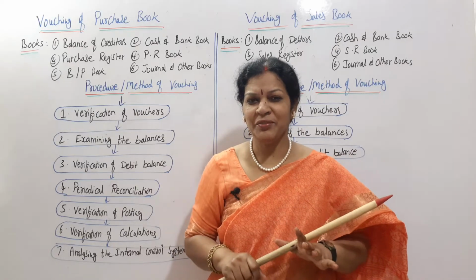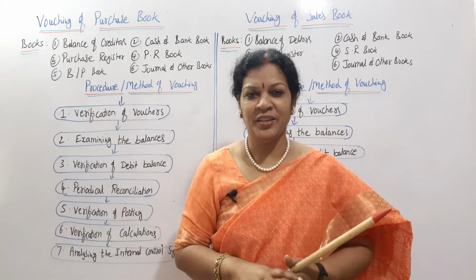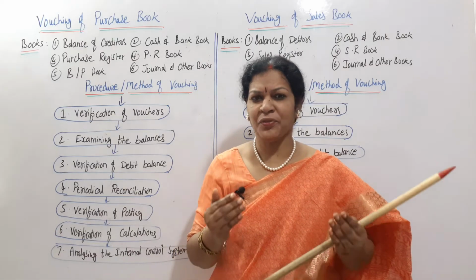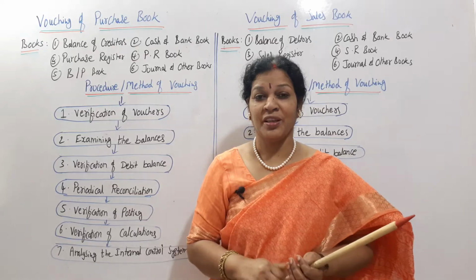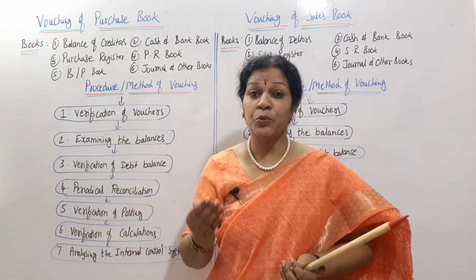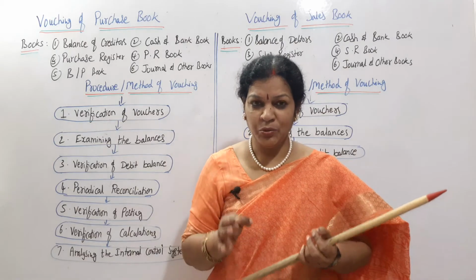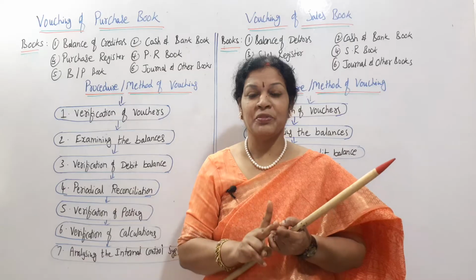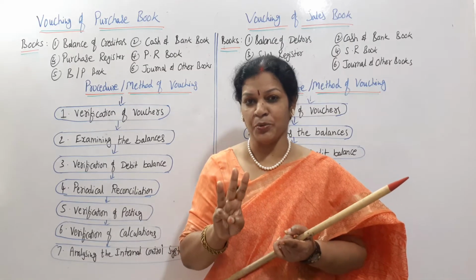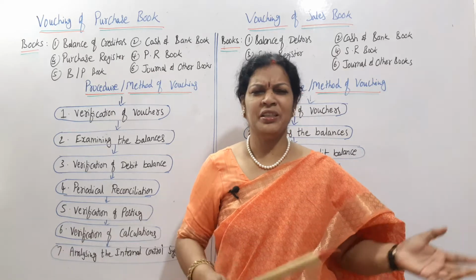So in auditing we have already discussed the introduction of vouching. If you understood that first class, what is vouching, what are the objects, types of vouching, then we can go ahead for vouching of different transactions. Mainly vouching of purchase book, vouching of sales book, vouching of cash book. These three are important.